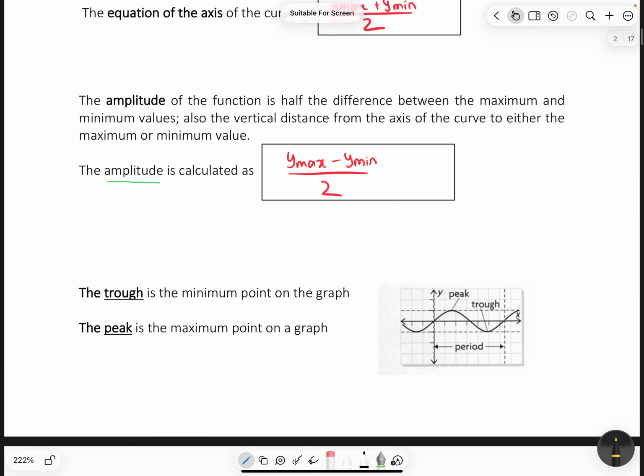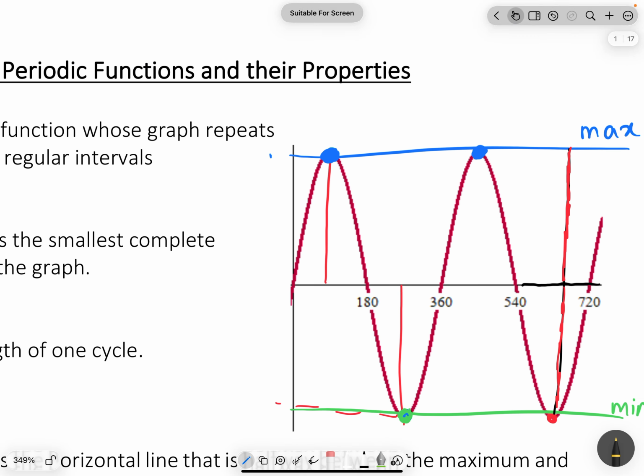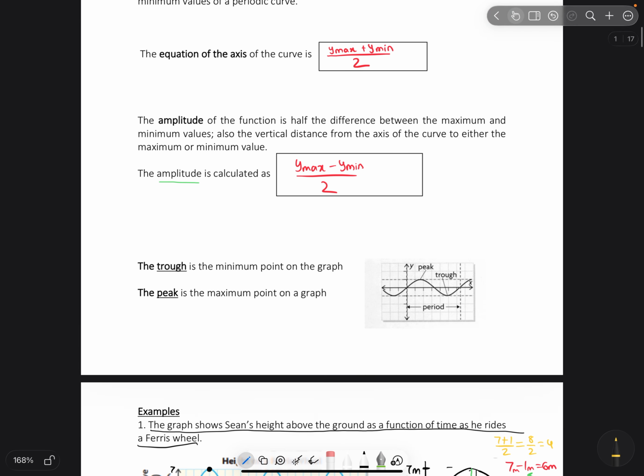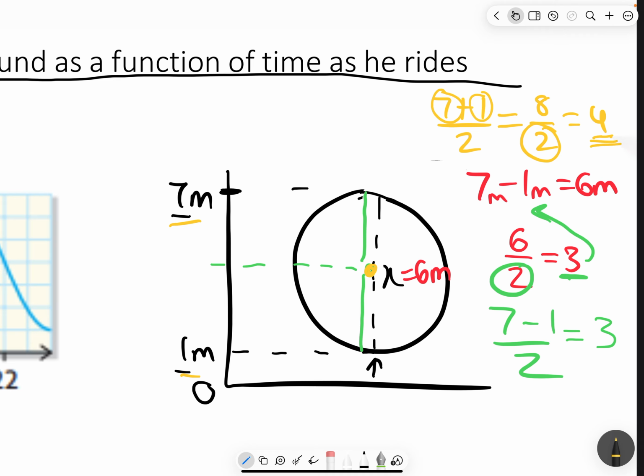Now if you come back up here, we can actually see that the equation of the axis is also y max plus y min, maximum y value plus minimum y value divided by 2, right? So here I did maximum y value plus minimum y value, and I divided that by 2 over here, which gave me this value for 4.